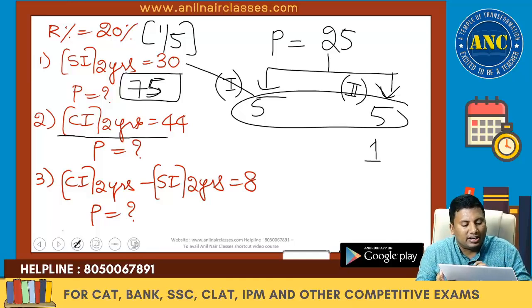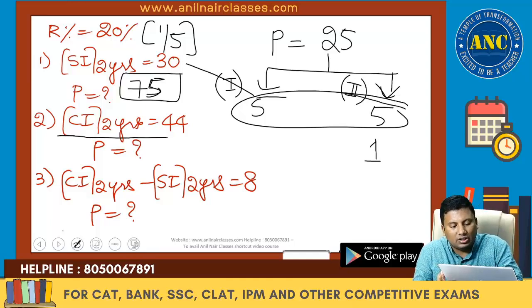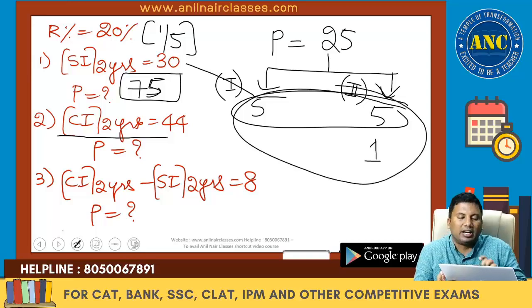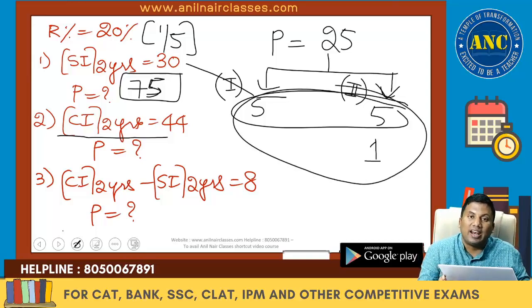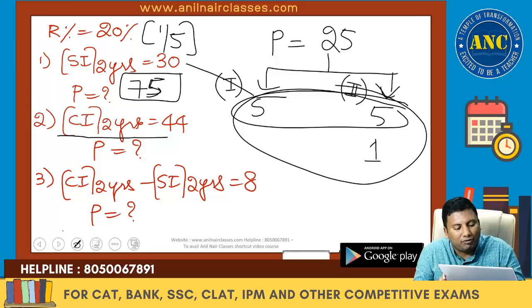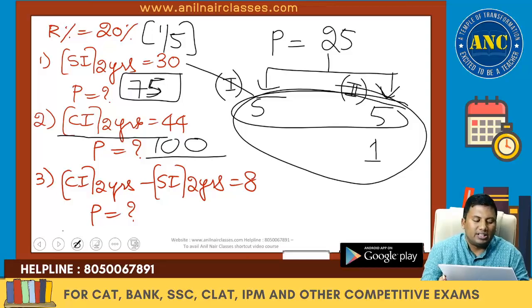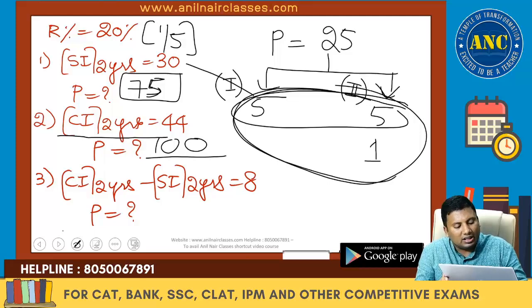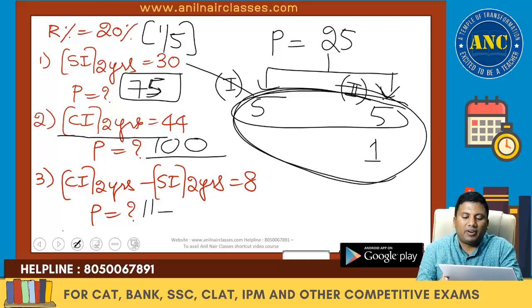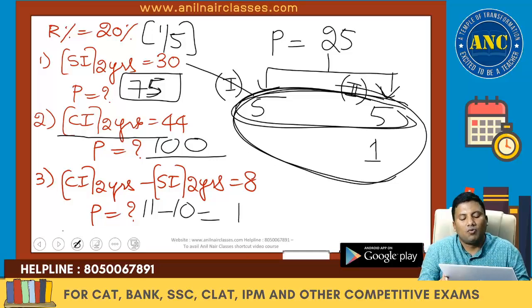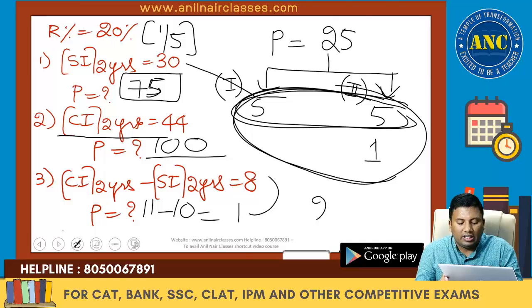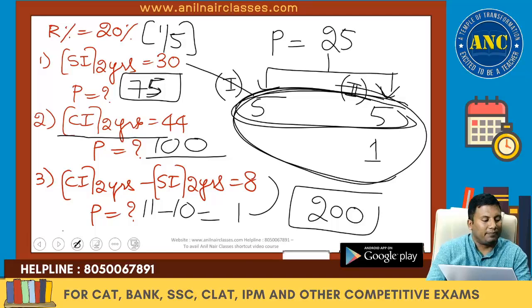CI for 2 years is the total of the first year plus the second year: 5 plus 5 plus 1, 11. 11 is becoming 44, 4 times. It is 100. CI for 2 years, total, is 11. SI for 2 years is 10. The difference is 1. 1 is becoming 8. 25 8s are 200.